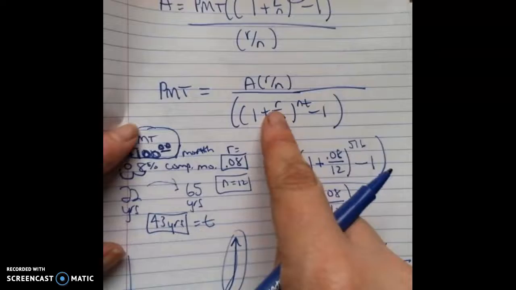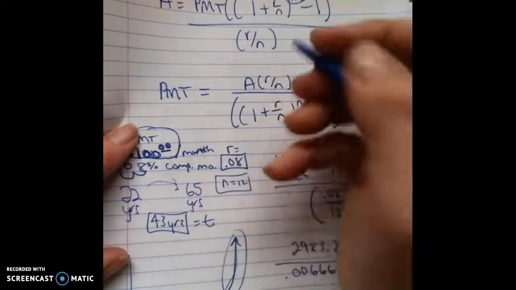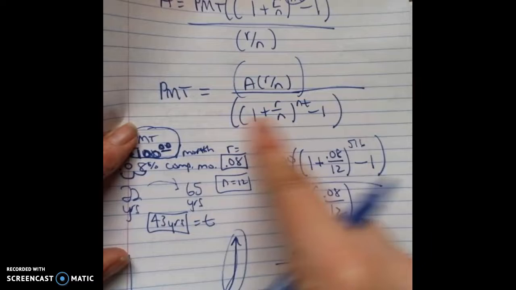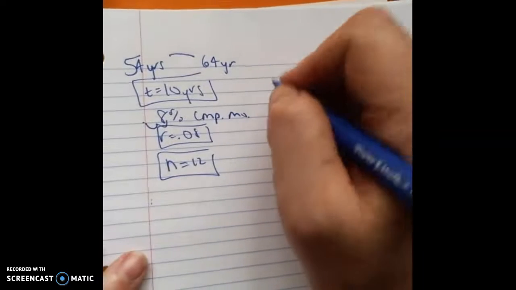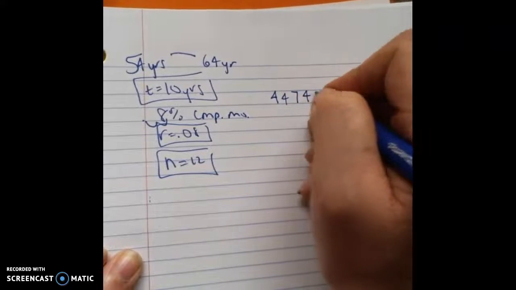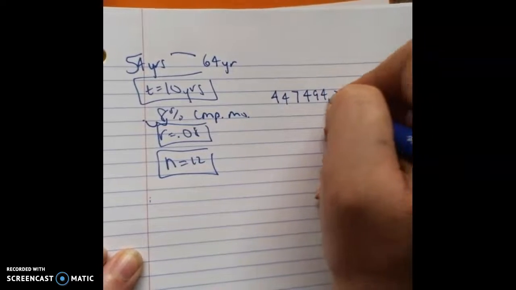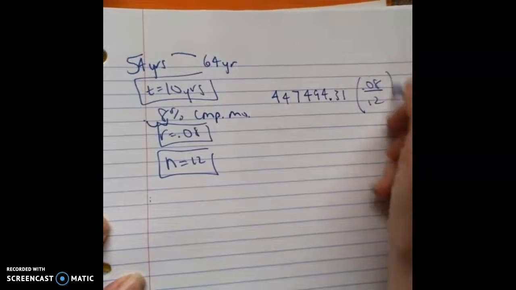All right. But we're going to use this formula because I want to, again, figure out what my payment is to match you. And again, if you want to put an extra parenthesis, if you're doing it all in one swoop on a calculator, that would probably be a good idea. All right. So amount, what is your amount? You had 447,494.31. That's how much money you had. And the interest rate is 8% and it's compounded monthly.